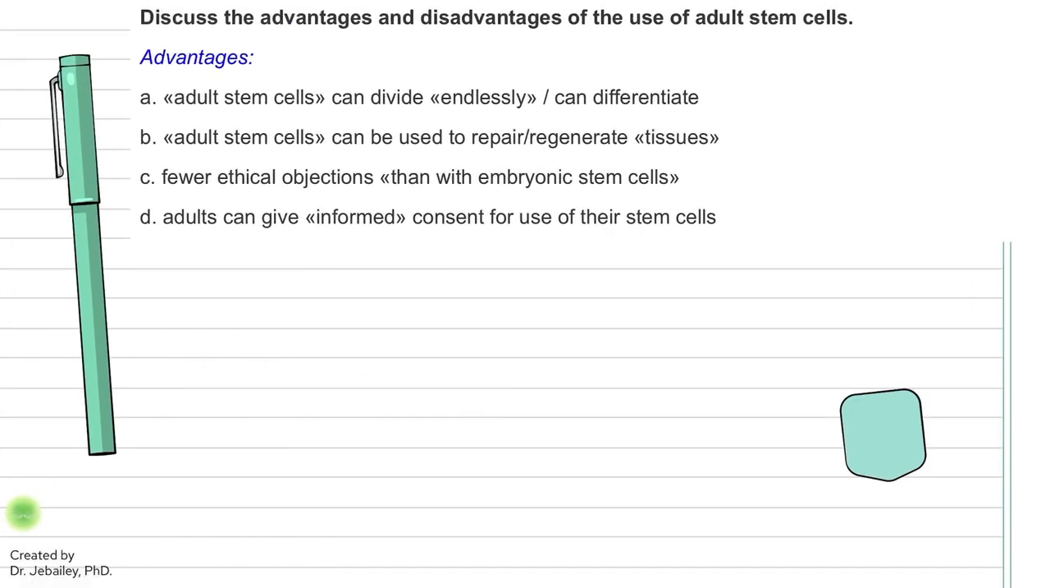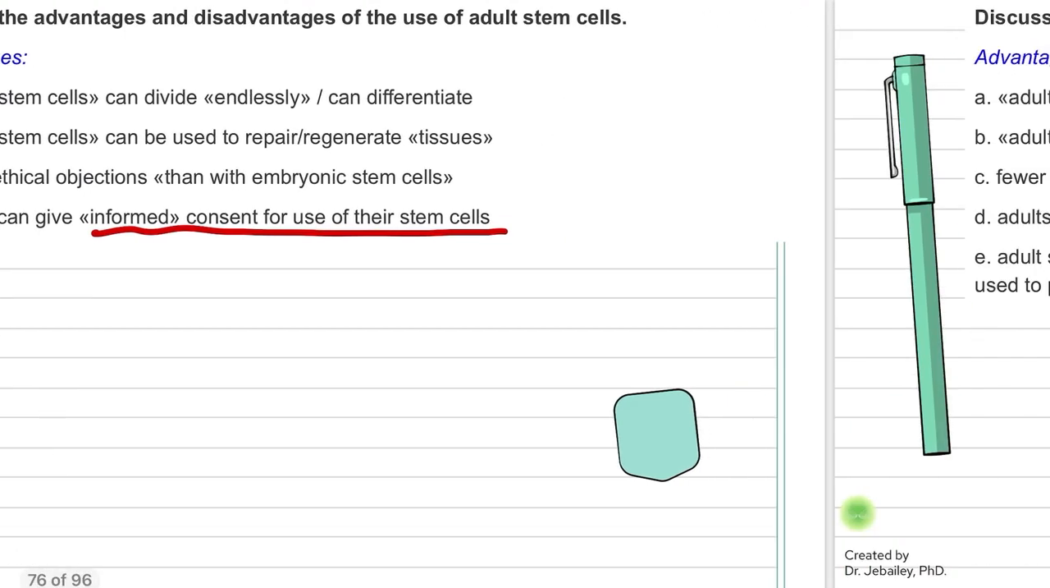Adults give informed consent to use. Now, this is common sense. You don't need this in a book, but obviously, if you're going to take a stem cell of an adult, you just say, hey, dude, I need your stem cell. He's going to say no or yes. But you can't go all the way to the embryo and say, hey, little cells, can you just let me take you? It's not going to happen, dude. So this is an advantage that you can do with the adult.